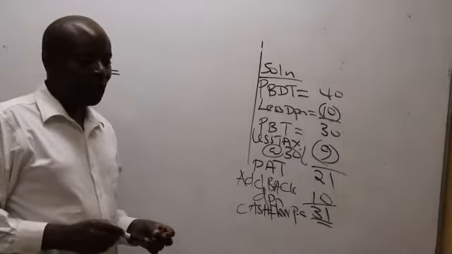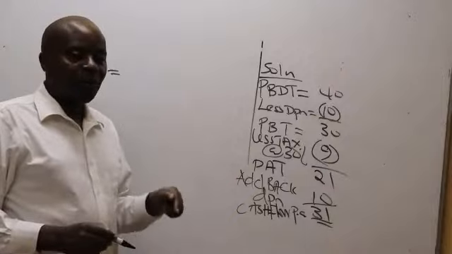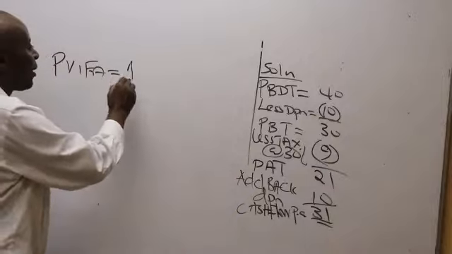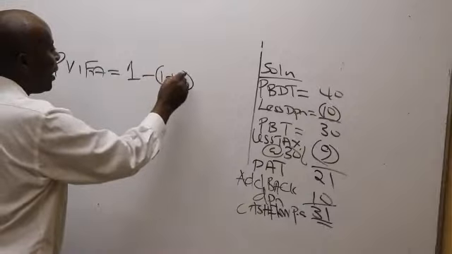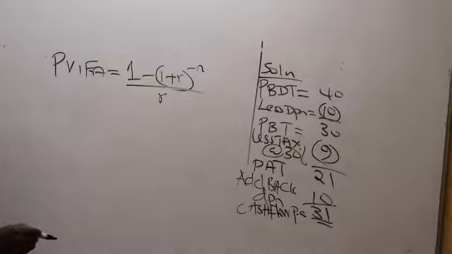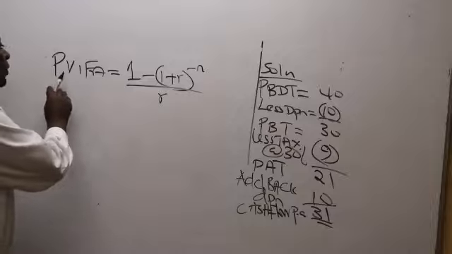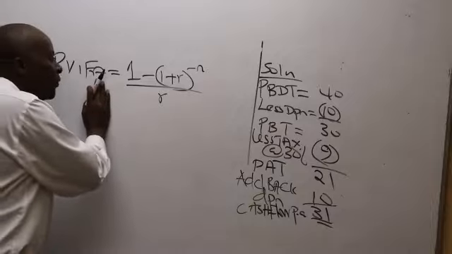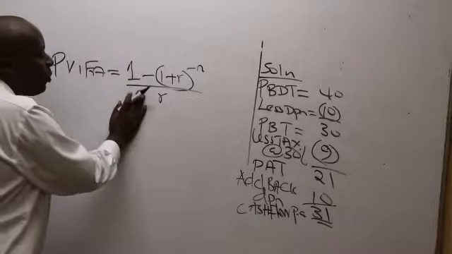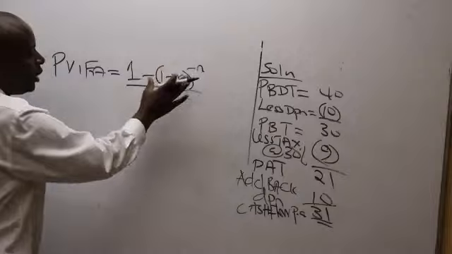PVFA will be equal to... Please try writing down that formula. PVFA will be equal to 1 minus (1 plus r) raised to negative n, all over r. If it's PVFA, present value interest factor of an annuity cash flow, this will be the formula, the longer formula we shall be using. So it will be 1 minus this, divided by r.